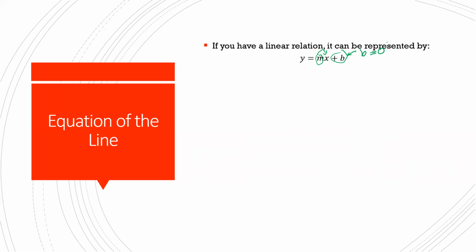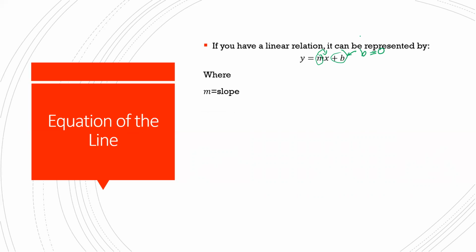So we notice that linear relations always have this form, right? So it's y is equal to some number, which is our slope in this case, multiplied by the variable x, and then we add a constant at the end. So what do each of these mean? Well, I talked about the first one.